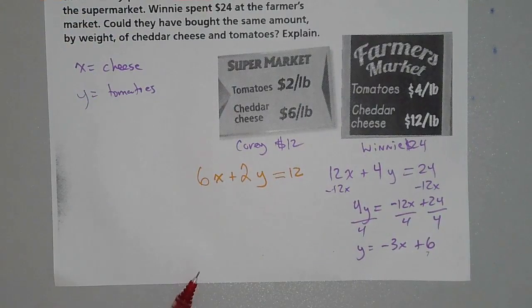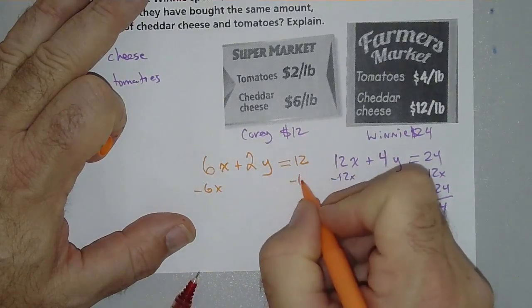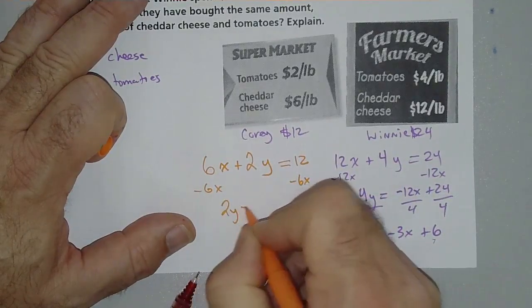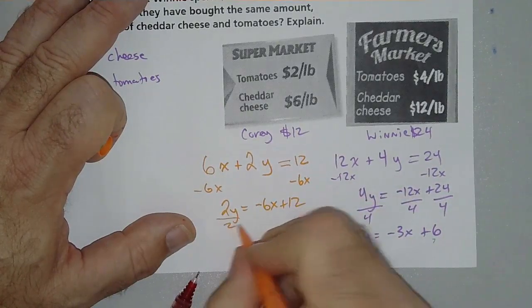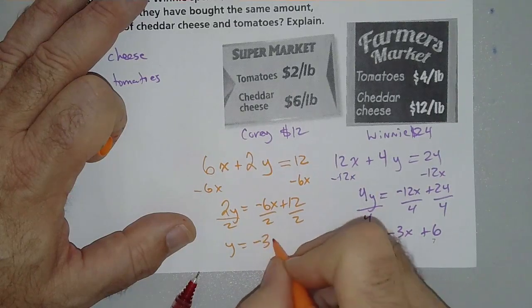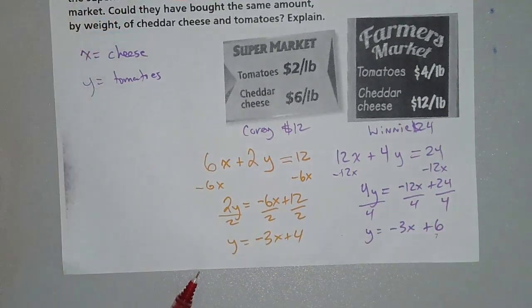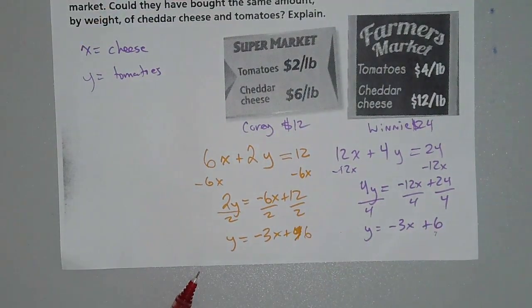All right, let's check Corey. Minus 6x, minus 6x. I get 2y equals negative 6x plus 12. Divide by 2, divide by 2, divide by 2. Here we go. y equals negative 3x plus 4. No, not 4. 6. There we go.